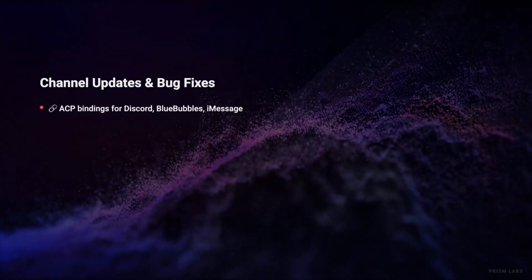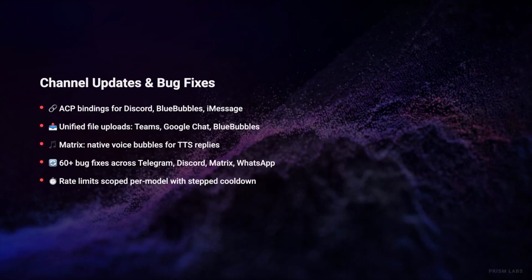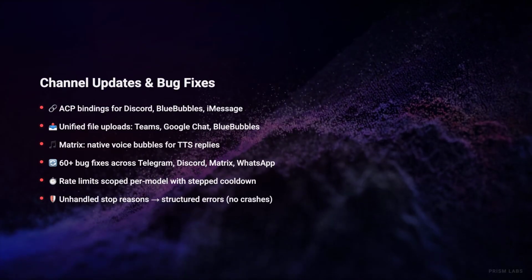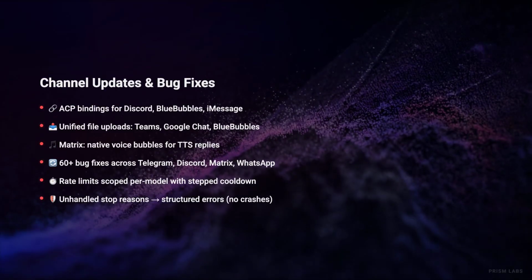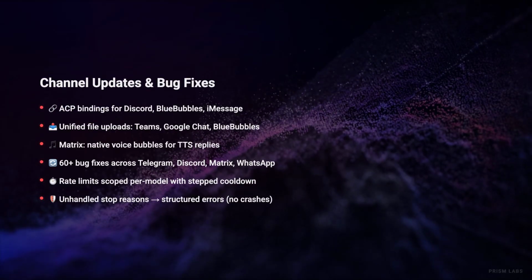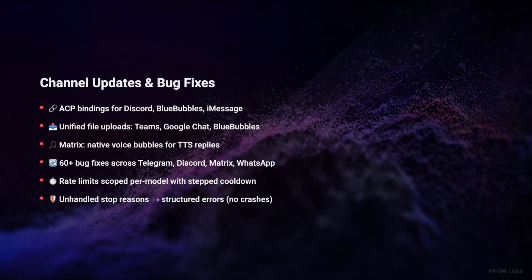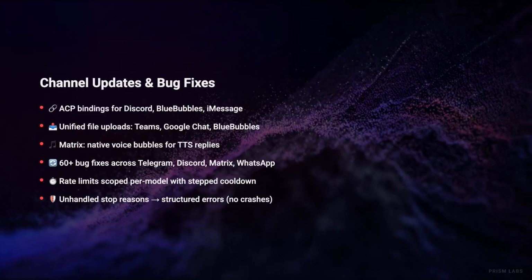The channel updates are extensive. ACP bindings now work for Discord, Blue Bubbles, and iMessage. You can spawn a Codex-backed workspace bound to the current conversation. Unified file uploads work across Teams, Google Chat, and Blue Bubbles with file name and title overrides. Matrix gets native voice bubbles for TTS replies. Telegram forum topics preserve their target on command context.